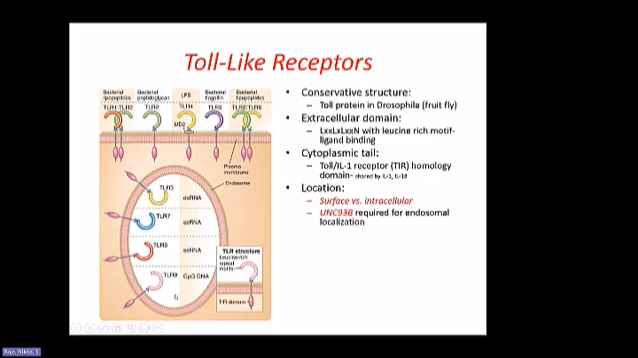TLR3, 7, 8, and 9 are endosomal, and they are specific for either double-stranded RNA for TLR3, single-stranded RNA for TLR7 and 8, and CpG DNA for TLR9. It's important to memorize these ligands that they bind to. Another part to memorize is that UNC93B is really important for localization of these TLR3, 7, 8, 9 to the endosome.